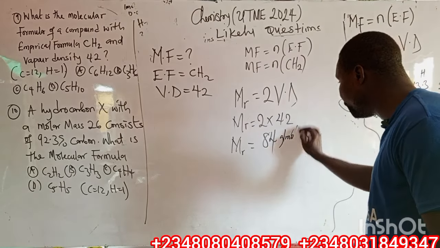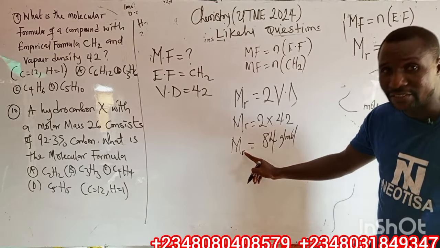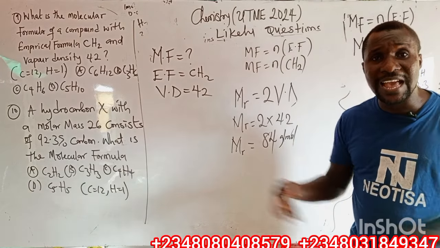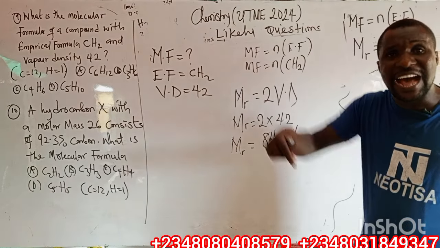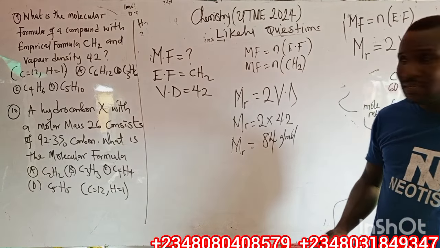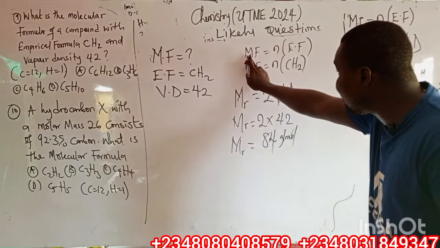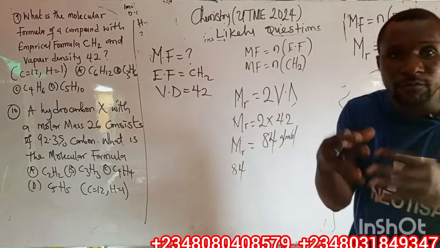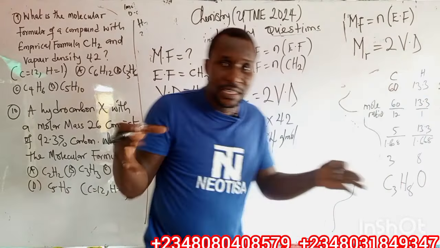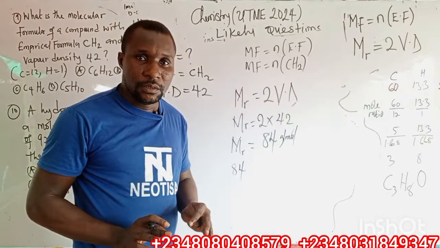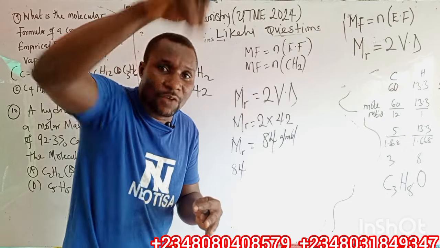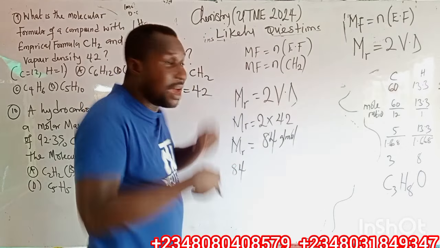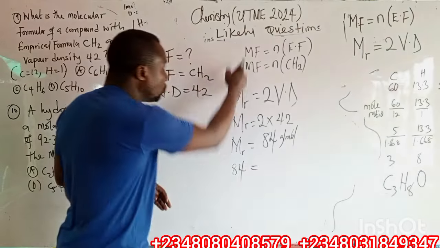This relative molecular mass is the same thing as the sum of the mass numbers of the elements in the actual formula of the compound, which is the molecular formula. Therefore the sum of the elements in the molecular formula is 84. I want to get N, because this one is 84.